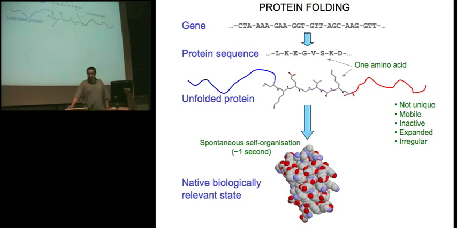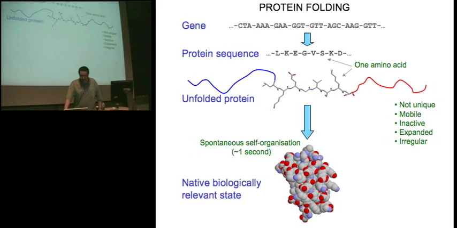What I want to say is something about the characteristics of this state: it's not unique. So this is fluctuating between many, many different shapes. Again, we are talking about atomic level shapes, and I'll illustrate that in a minute. This is highly mobile, and it's inactive. So this is not the functional form of this protein. This doesn't do anything. And it's expanded, usually, and it's irregular. There's no order to it. There's nothing that you can look at and say, oh, look, this is what it does.